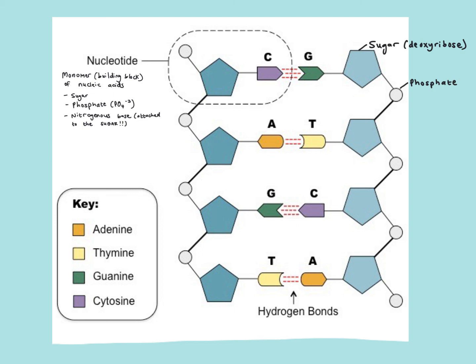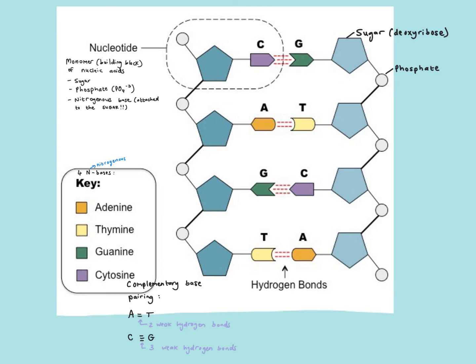These are the four bases in the key here. We call them nitrogenous bases. And those nitrogenous bases are adenine, thymine, guanine, and cytosine. Because of complementary base pairing, we always have adenine bonding with thymine, cytosine bonding with guanine. And the way that I remember that is you have the two pointy letters, A bonding with T, and C bonding with G. And both C and G are curvy letters or rounded letters.